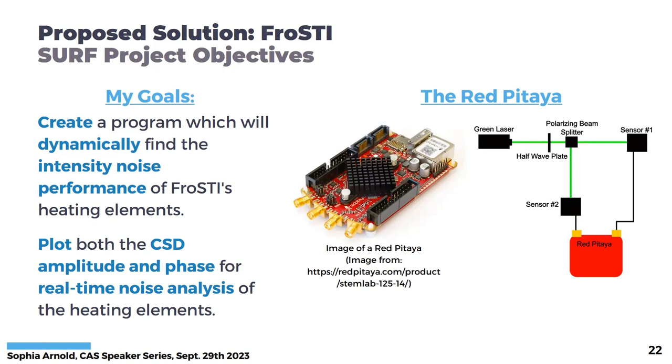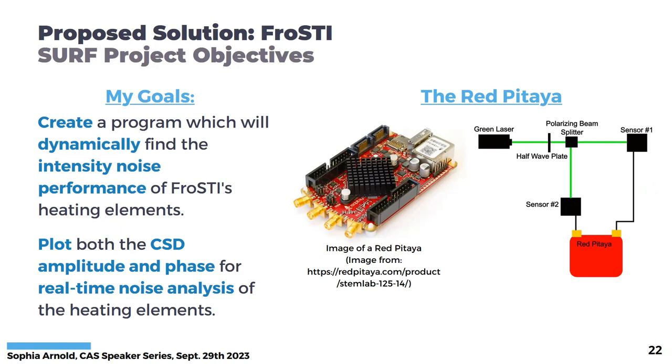This was my general layout for my experiment. At the end of the experiment, I actually switched from using a green laser to using a function generator, because I wanted to be able to see if specific frequencies were working equally well as other frequencies. And it also allowed me to manually put in some white noise signals, which was really helpful in figuring out whether or not my code actually worked.